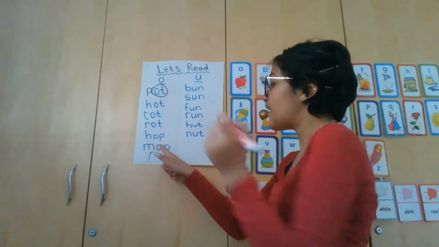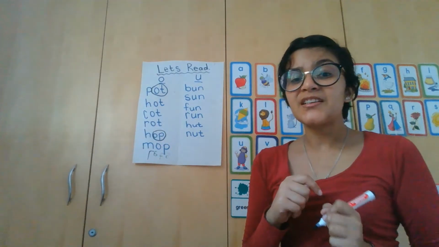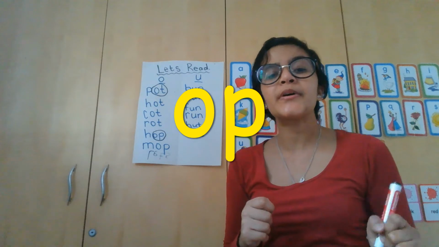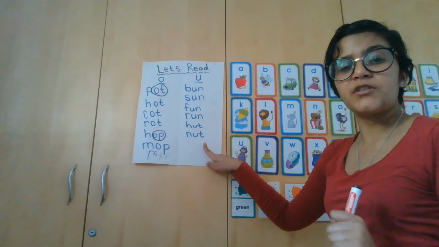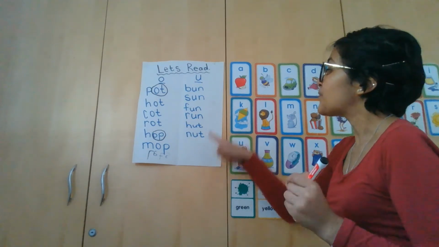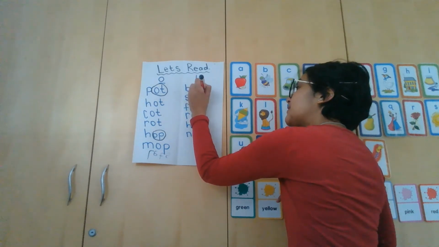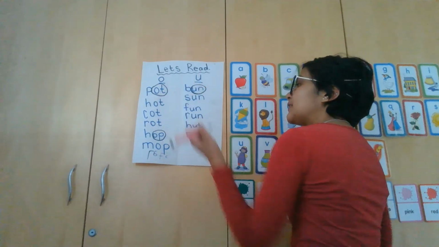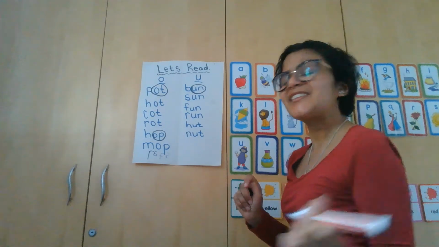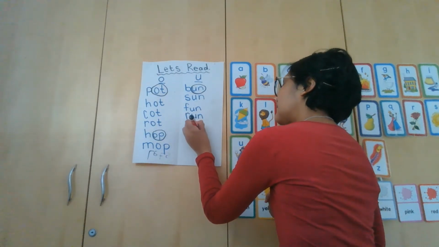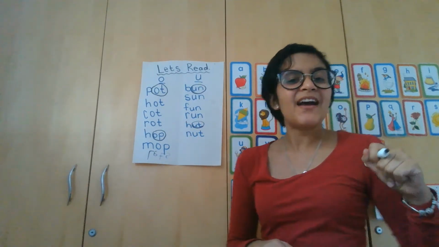But then over here, it doesn't go ot anymore, it goes up. So let's look over here. And the last one, this is our words for this week, okay? We have an, I'm going to circle it. And over here, we have at. So all we need to remember is an and at.